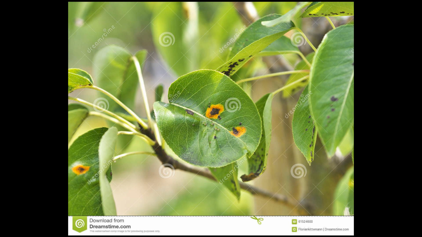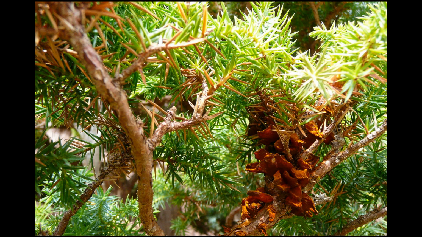Like many rust diseases, G. sabinae requires two different hosts to complete its life cycle from year to year. Juniper is the winter host and pear is the most common summer host. Spores, called aeciospores, are produced from the fungal lantern-shaped growths which protrude from the blisters on the underside of the pear leaf, which become airborne and infect junipers.